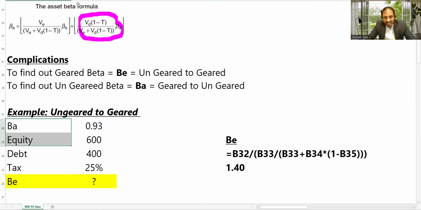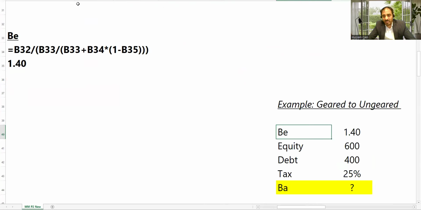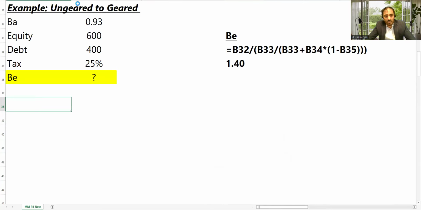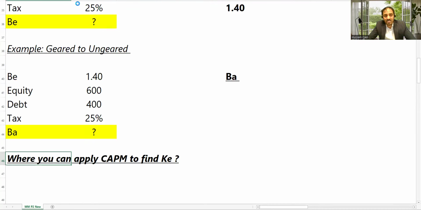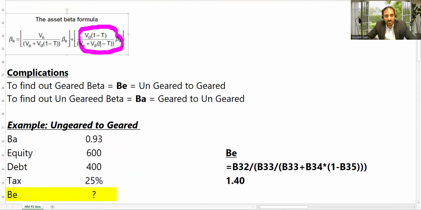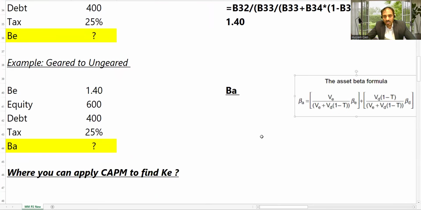If the data are available here, it's just 5 to 10 seconds to calculate the beta equity. There's no shortcut function, but with one cell, you can work it out accordingly. It's very simple. So number 2, if there are some complications about geared to ungeared, it's the same formula here, but you need to rearrange.